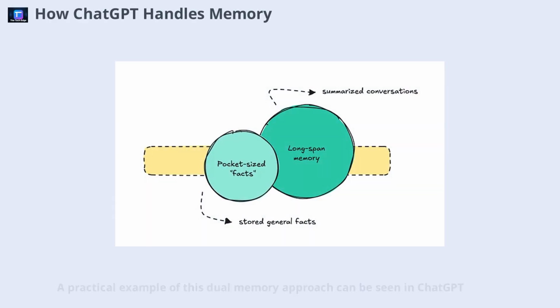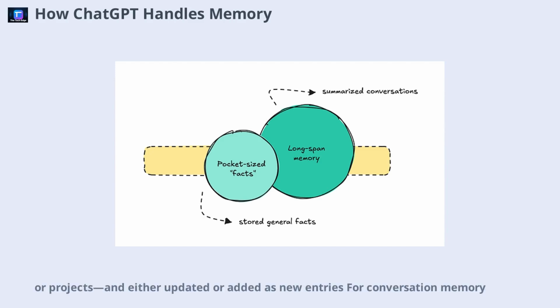A practical example of this dual memory approach can be seen in ChatGPT. The system likely uses classifiers to determine which messages contain facts worth storing. These facts are then categorized, such as user preferences or projects, and either updated or added as new entries. For conversation memory, ChatGPT stores and summarizes entire exchanges, but users must enable this feature. Deciding how much detail to keep is crucial to avoid memory bloat and maintain system performance.